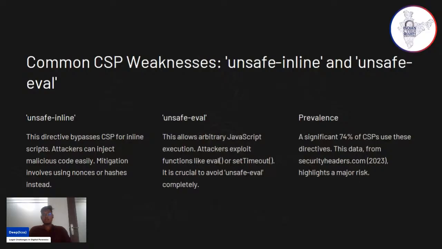Now unsafe eval also. This allows arbitrary JavaScript execution. Attackers exploit functions like eval or setTimeout. It is crucial to avoid unsafe eval completely. If you use unsafe eval in your website backend code, then it might be possible that a black hat hacker can execute arbitrary JavaScript code in your website, like using eval functions. So that is why you need to securely implement this type of function.